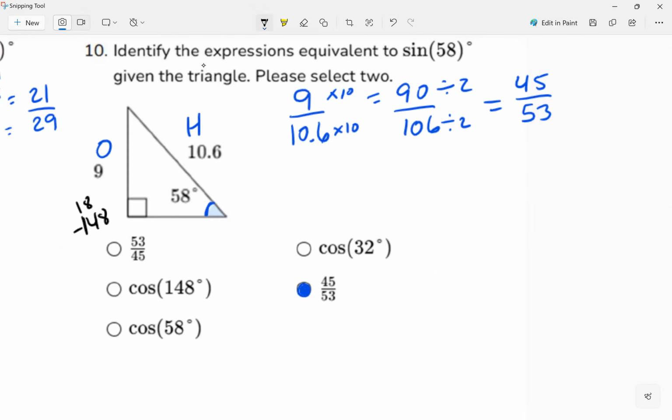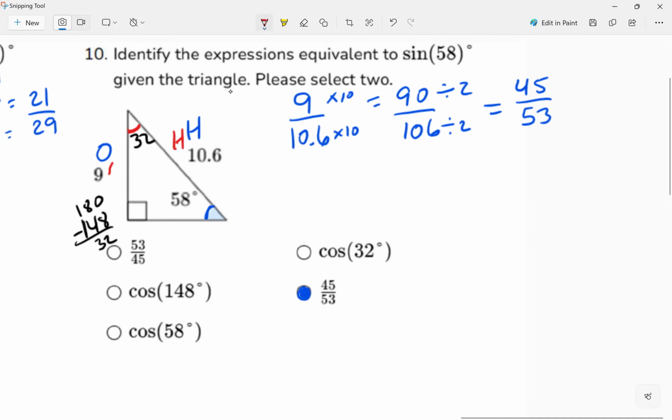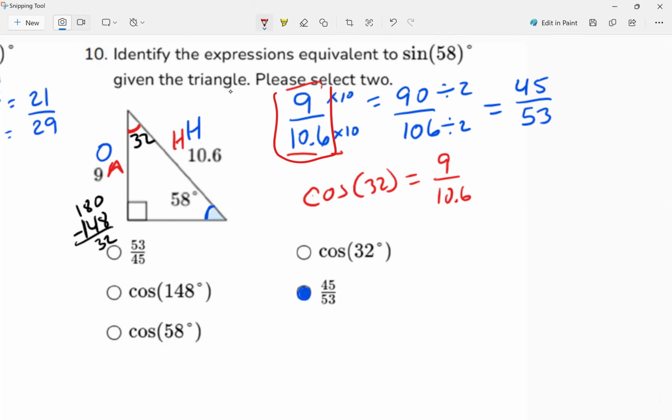If I subtract that from 180, that gives me 32. So this corner here is 32. Now looking at the 32, this is still my hypotenuse because it's the biggest side, but then this becomes the adjacent. Now cosine of 32 is adjacent over hypotenuse, which is 9 over 10.6. Yeah, that is the fraction that I had at the beginning. So cosine of 32 will be my other choice.